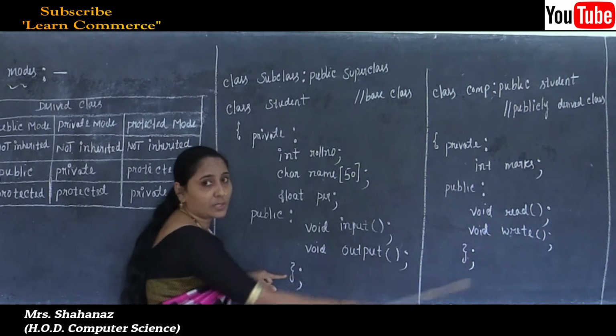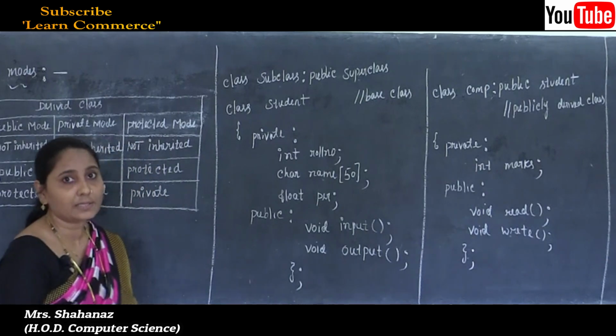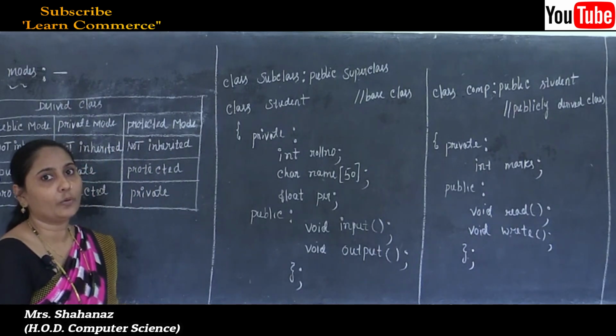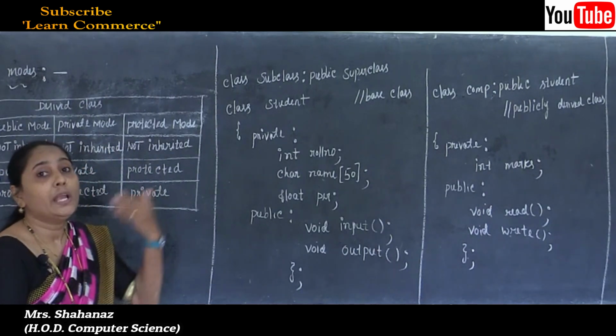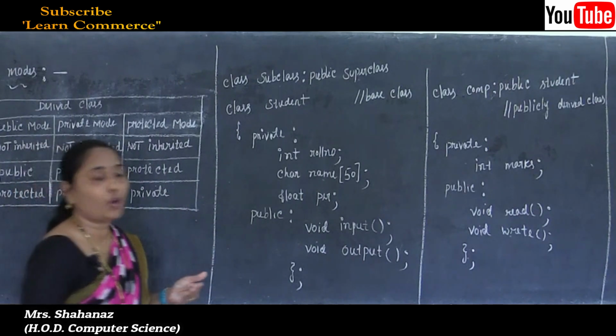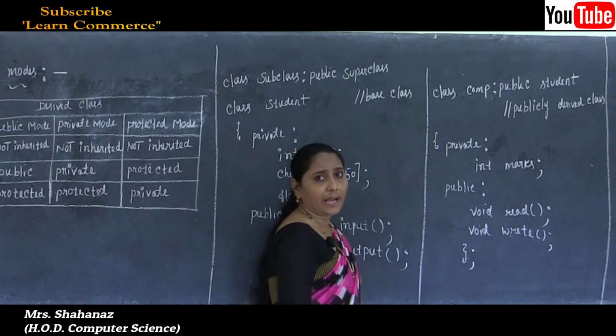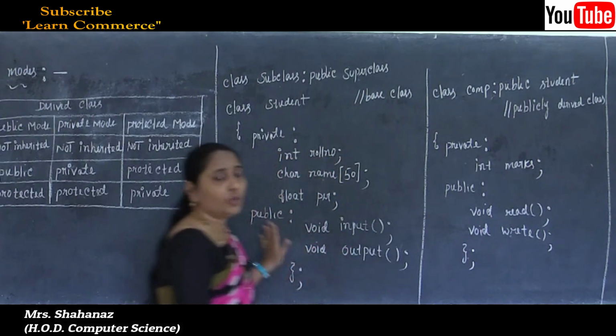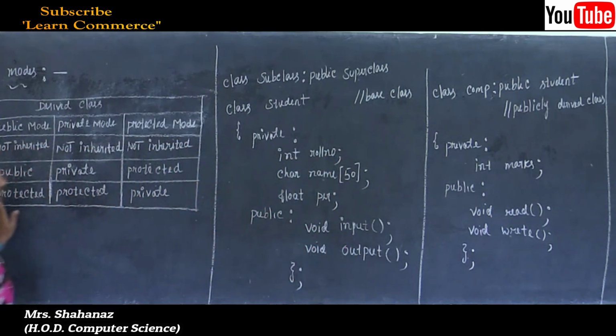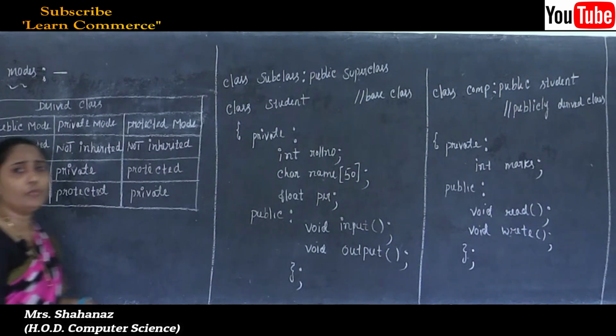So this is one simple example of the base class. By using the base class, we are going to inherit some features to the new class, and that is going to be called the visibility mode by using our public access specifier. So this is some important concept about our visibility mode.